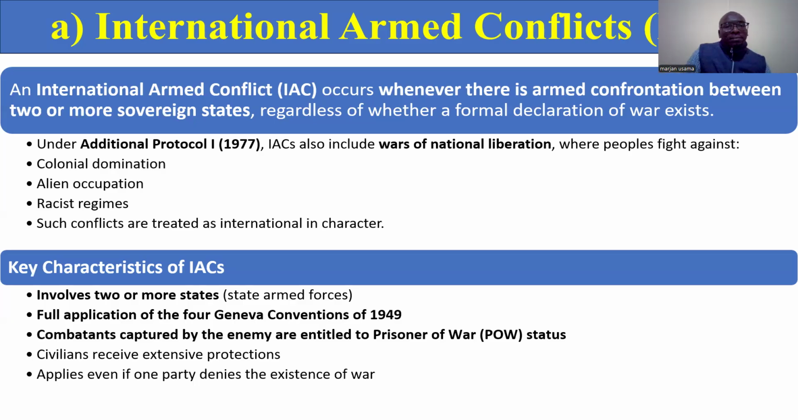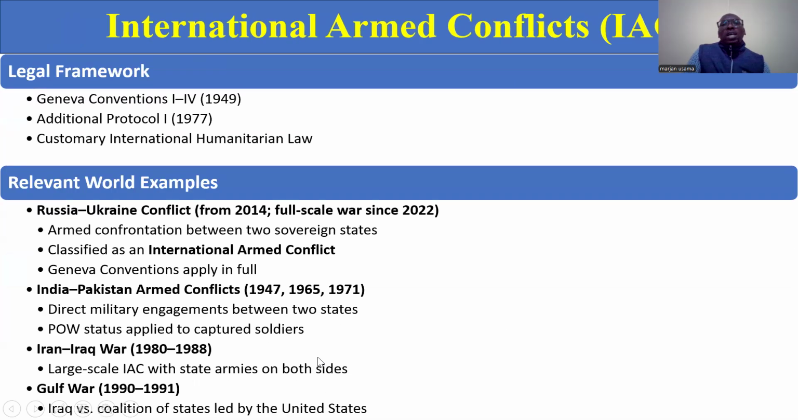Now, what are the key characteristics? So it involves two or more states. Then there is the full application of the 4 Geneva Conventions of 1949. Then combatants captured by the enemy are entitled to prisoner of war status. Then civilians receive extensive protections, and it applies even if one party denies the existence of war.